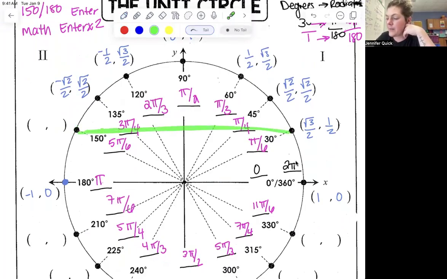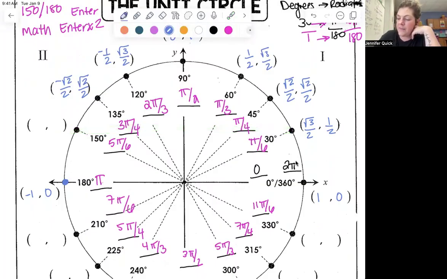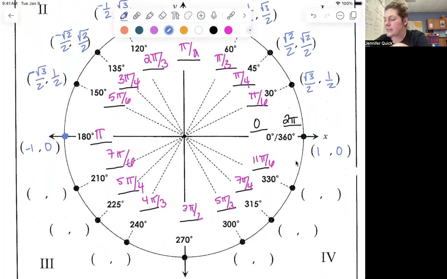150 lines up with 30. So it would have the negative square root 3 over 2 and then 1/2. I know that doesn't look like a negative, but it's there. Okay. Cool. So let's go down to the third quadrant.